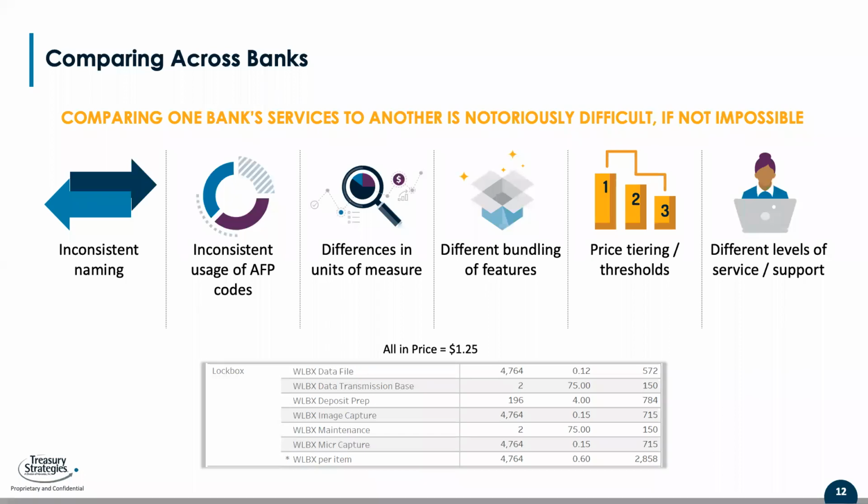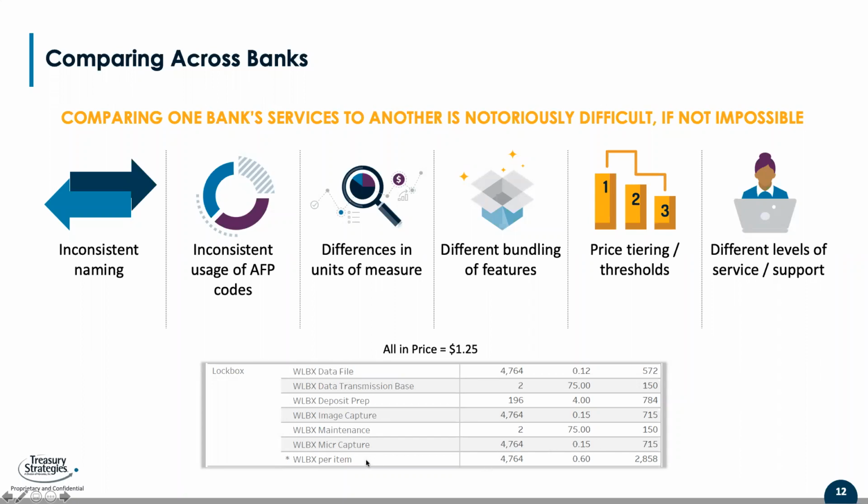And so what we advocate for and recommend is bring it up a level. Instead of just comparing apples to oranges, look at one basket of fruit to another. And the way that we do that is through calculating an effective all-in unit price for each major product and product category. And so we do that here. We give you the example of lockbox.